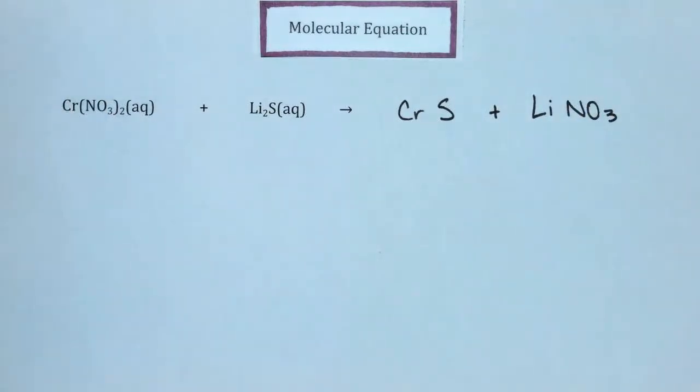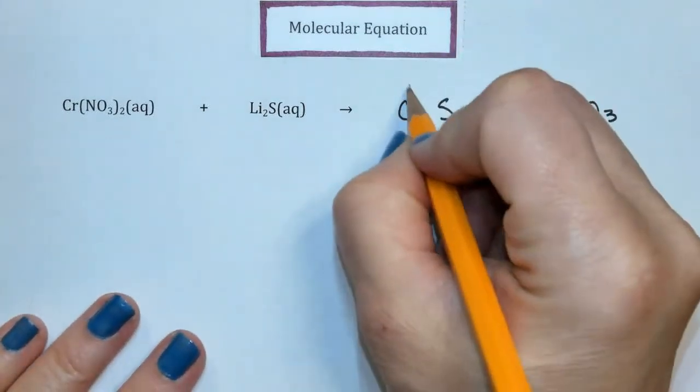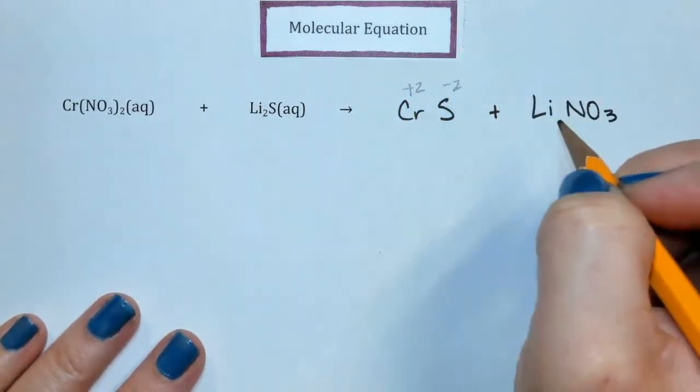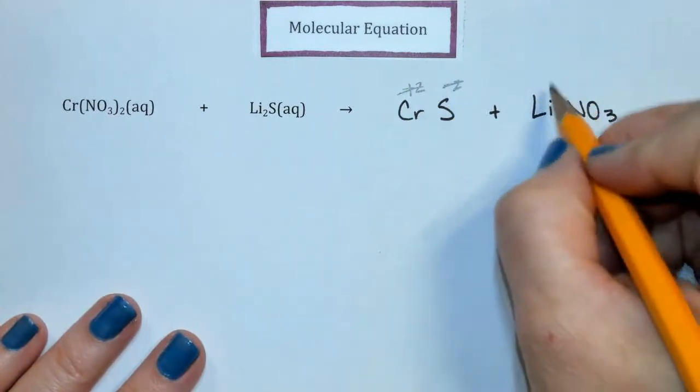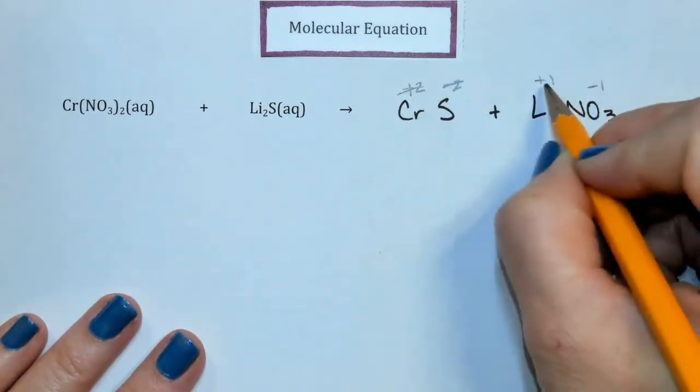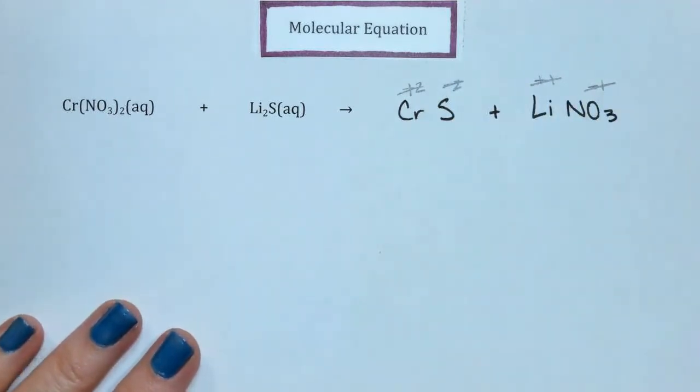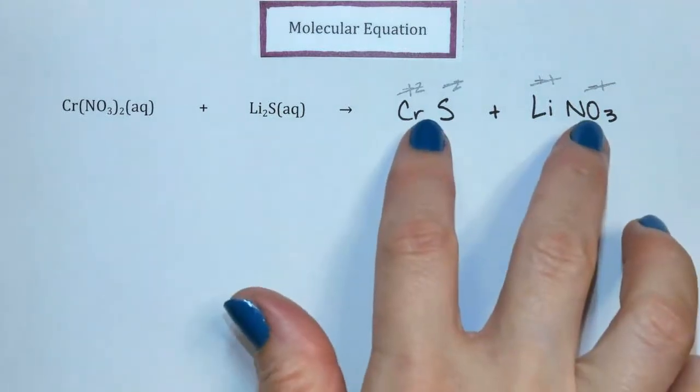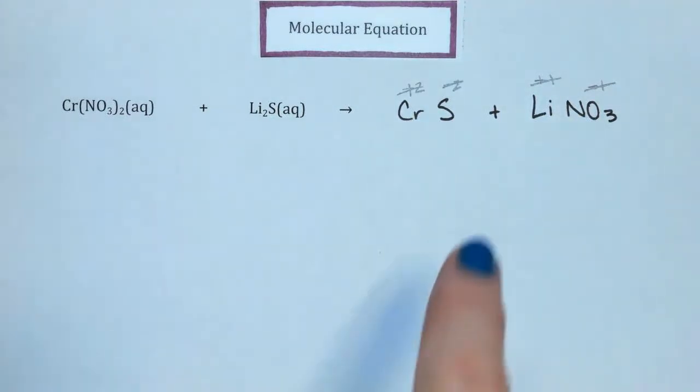Now we have to balance the charges. The chromium has a +2 charge, the sulfide has a -2, so those cancel. The lithium has a +1, the nitrate has a -1, and then those will cancel. Now that we have our products, we can determine which one is our precipitate.